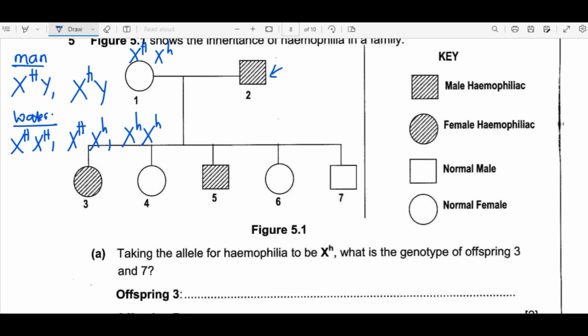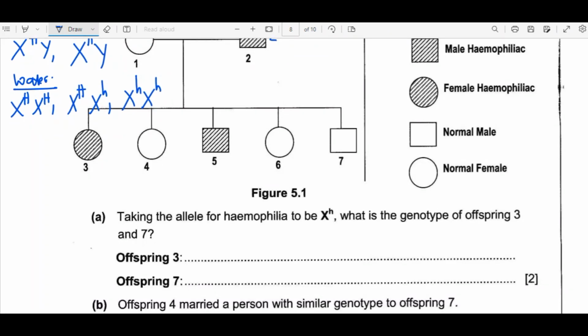Why? Because if the woman is 100% okay and the man is sick, they cannot have a child who is hemophilic girl. They can only have a son. Yes, the son who is hemophilic, that is possible. But for a daughter to be hemophilic, we need at least one small letter from each parent. So the mother is a carrier, and the father is sick.